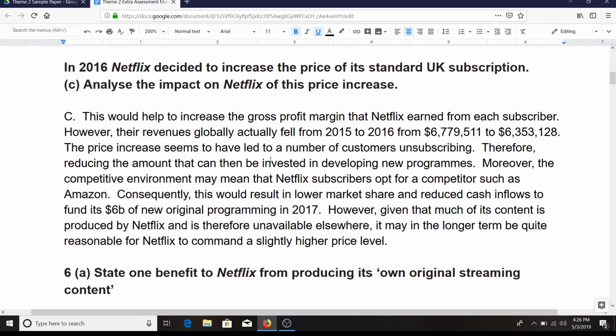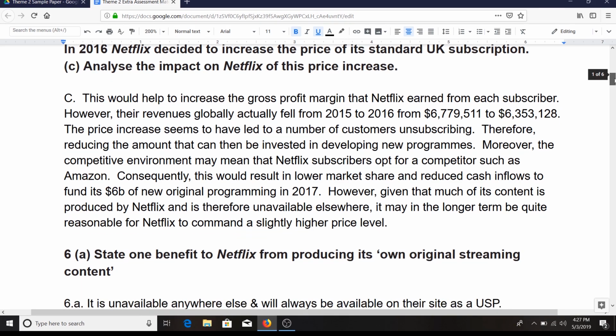The price increase seems to have led to a number of customers unsubscribing. Okay, therefore reducing the amount that can be invested in developing new programs. Moreover, the competitive environment may mean Netflix subscribers opt for Amazon. So consequently, and then how, we can see that there are at least 5 interconnected sentences. So what you can see from this is that you do not need to follow that ID, BLT, MC structure exactly. It is just there to act as a prompt to make sure that you use 5 interconnected points.